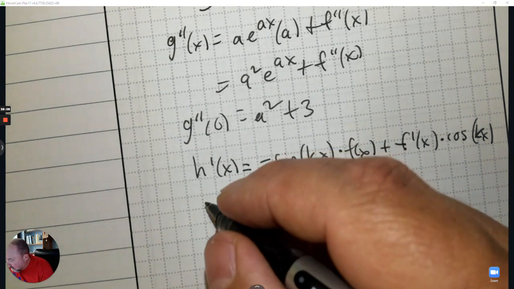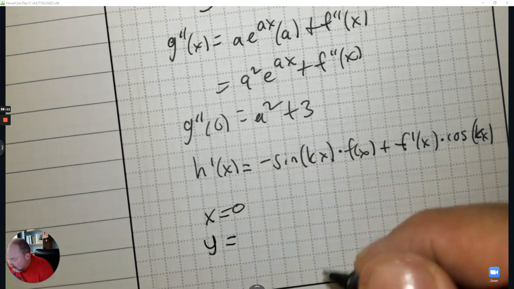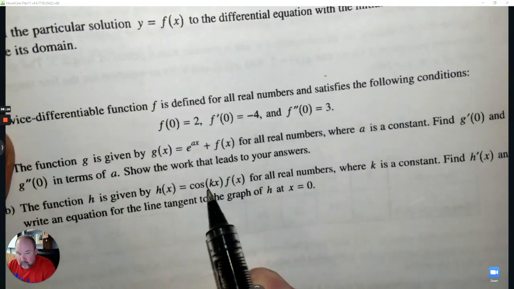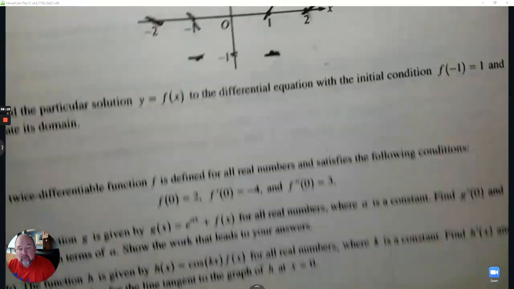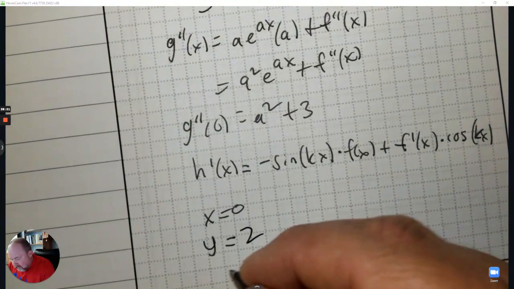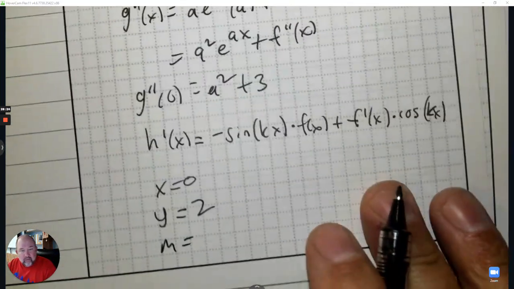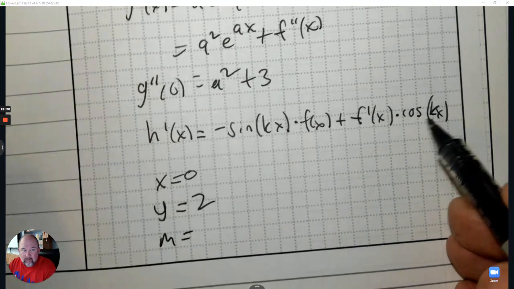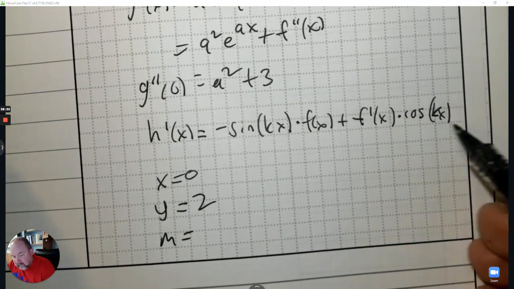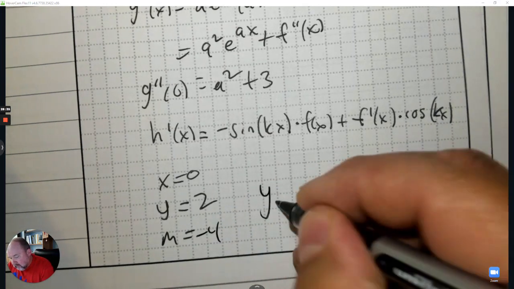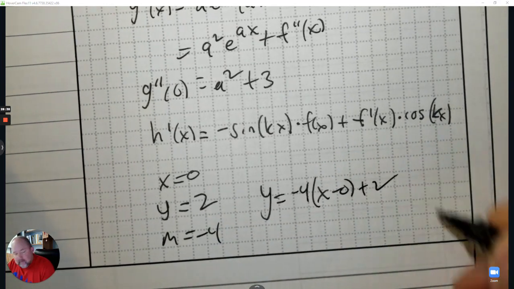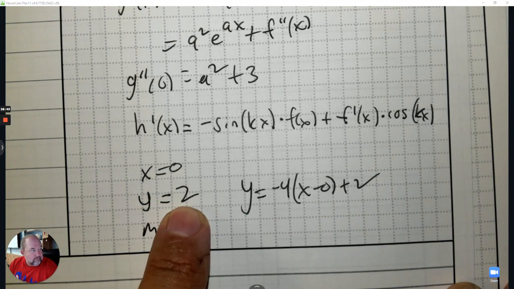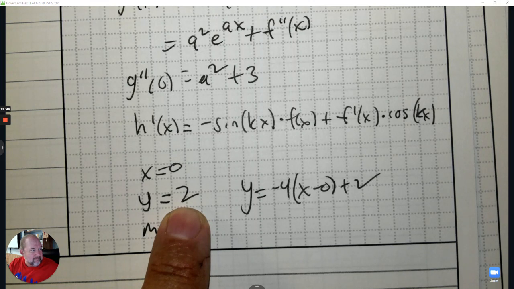And then when x equals 0, when I plug in 0 for x, you get cosine 0, which is 1, times f at 0, which is 2. So it's 1 times 2. And then the slope, you plug in 0. Sine 0 is 0, so that's going to be done. Plug in 0, and you get 1. The derivative at 0 is negative 4, so it's 1 times negative 4. So the equation of the tangent line is y equals negative 4 times x minus 0 plus 2. Is that it? That's it.